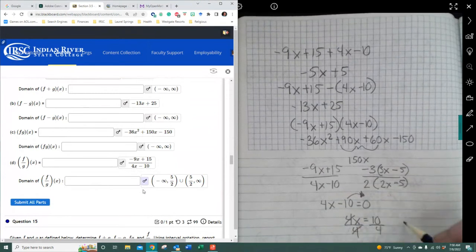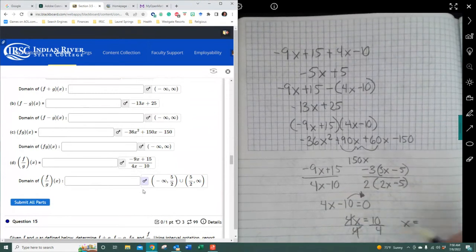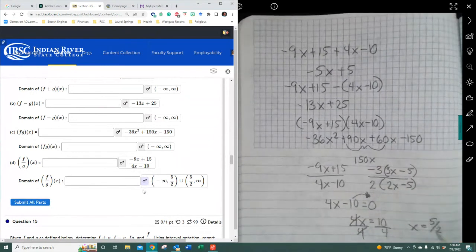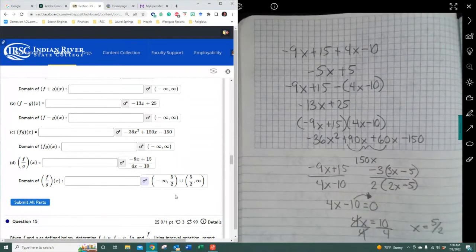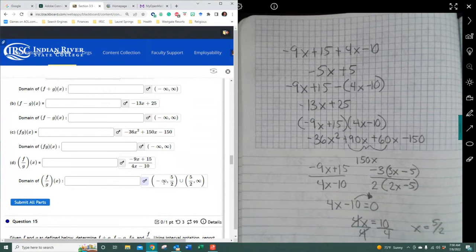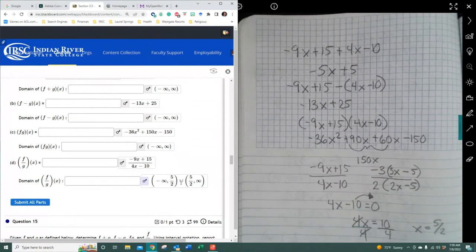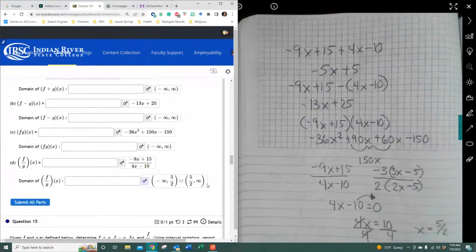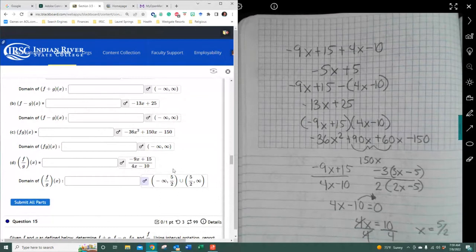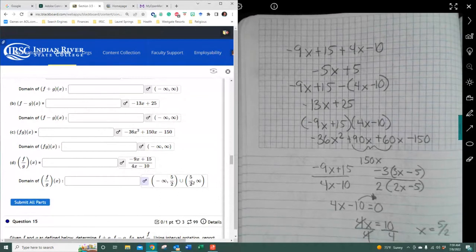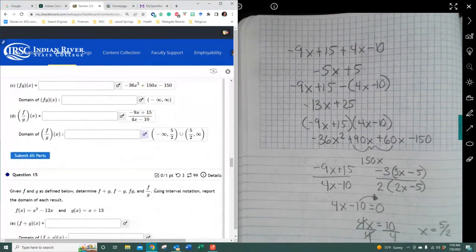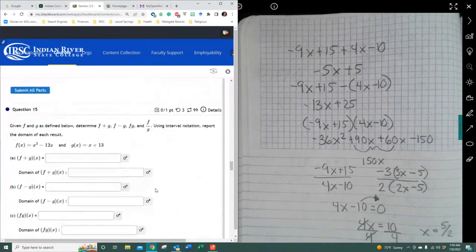All right, so this gives you this, and then 5 over 2, right? Because you simplify it. And then you just skip over that value by going from negative infinity to 5 over 2, and then from 5 over 2 all the way to positive infinity. So this is a way of skipping over 5 over 2, because this is 0. So that's the answer we're looking for there.